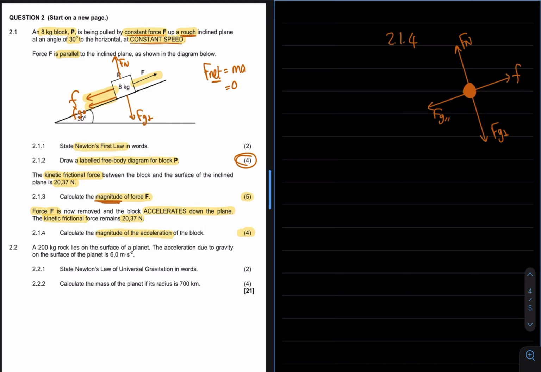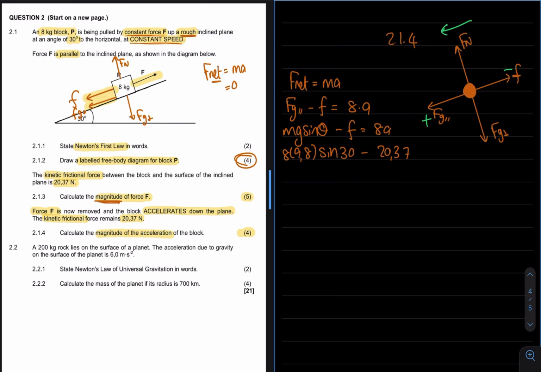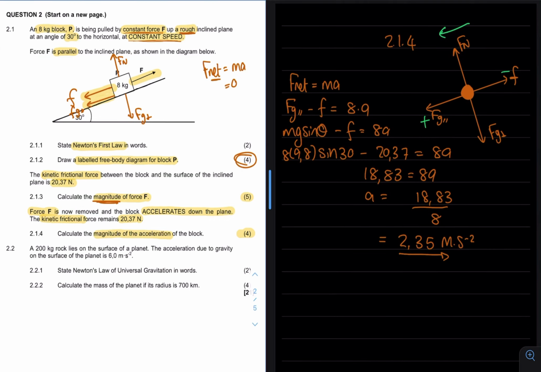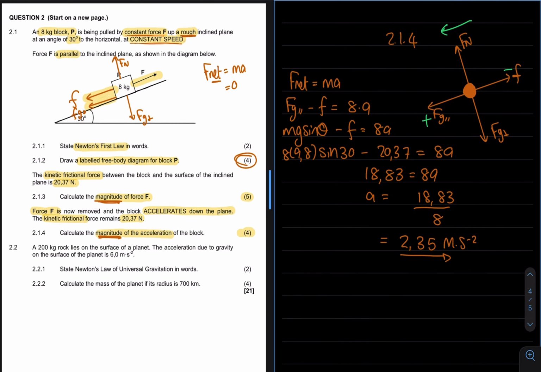We now have a total of 4 vectors working on this diagram. We have the normal force, frictional force up the plane, Fg perpendicular as well as Fg parallel still down the plane. Again, we can apply Newton's second law, and my direction of motion is downward. Therefore, the vectors moving in the downward direction are positive and the vectors in the opposite direction are negative. Which gives us an acceleration of 2.35 meters per second squared. Again, the magnitude was asked, otherwise we should have indicated direction, which is down the slope.